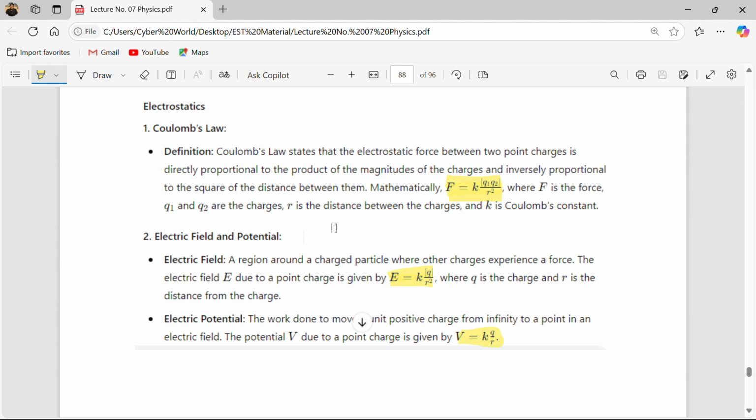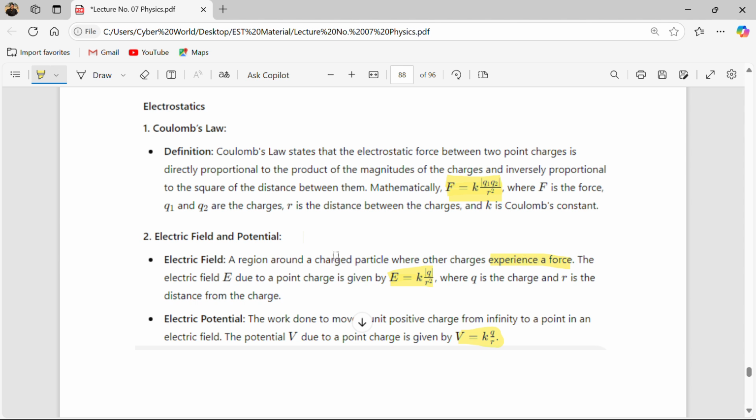While moving towards the electric field and potential, we know that electric field is basically the region around a charge in which if another charge comes, it experiences a force. So this is called the electrostatic electric field. The formula of electric field is: if you divide the Coulomb force by the other charge q, one q cancels, so we are left with E equals kQ by r square. Okay, so this is the electric field.